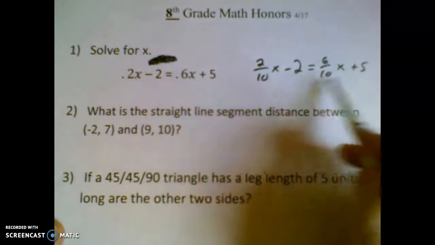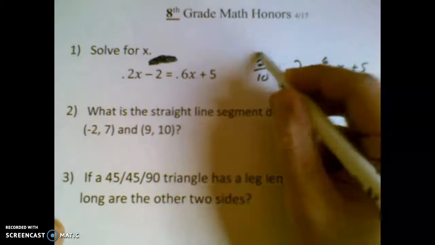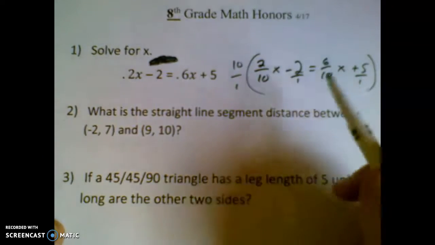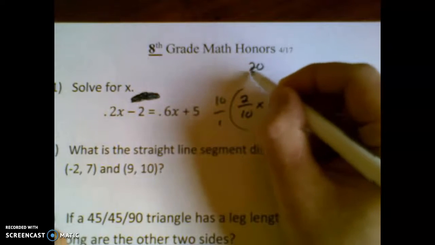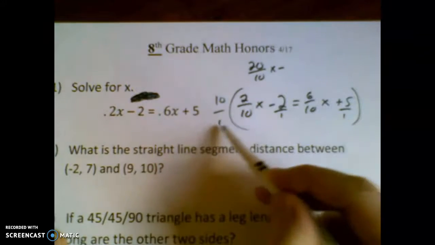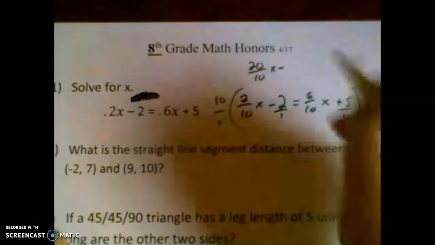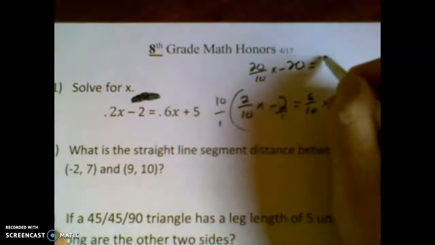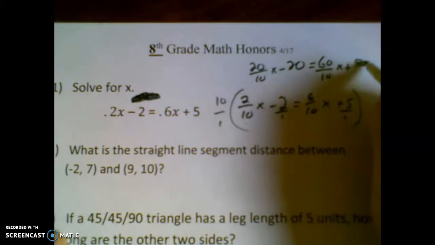And I'm going to find a common denominator, which of course is going to be 10. I'll just make them all fractions though. So that means 10 is going to be my multiplier. So I go through and I multiply by 10. This turns into 20 over 10 x. Because again, 10 times 2 is 20, 1 times 10 is 10, and then you have your x on there. 10 times negative 2 is going to be minus 20, equals 6 times 10 is going to be 60 over 10 x. And then 5 times 10 is going to be 50 over 1.